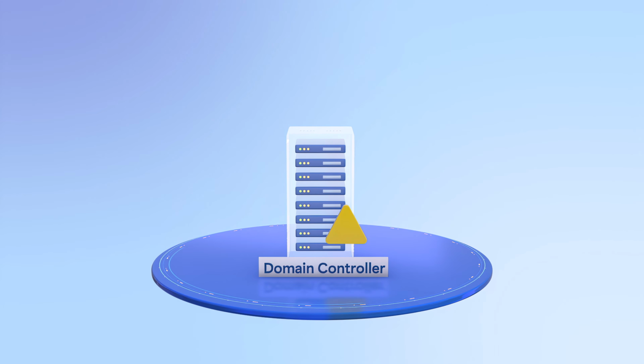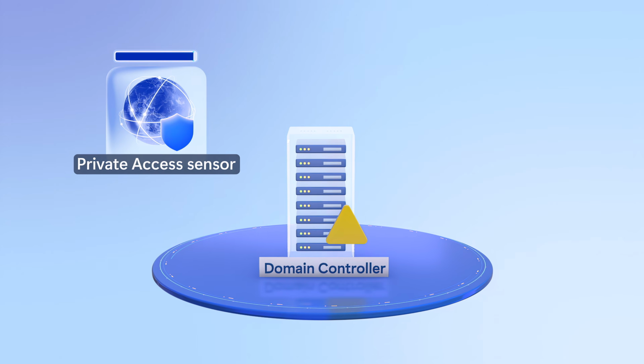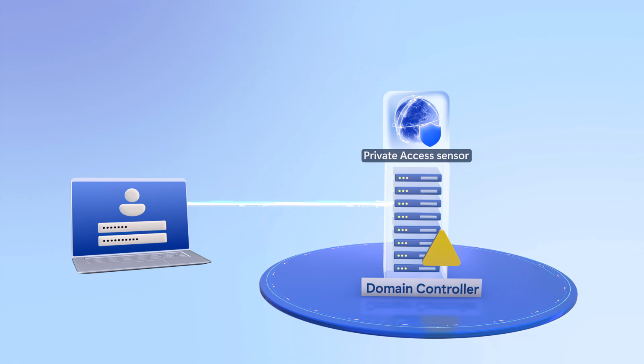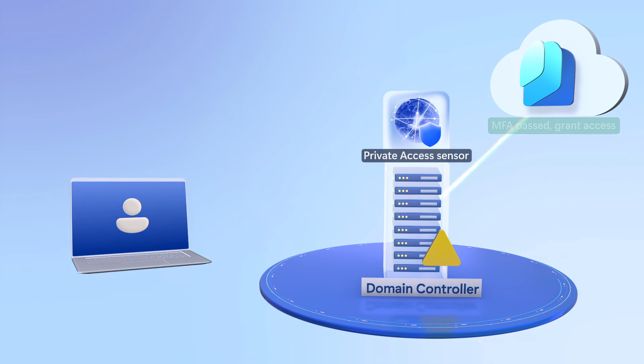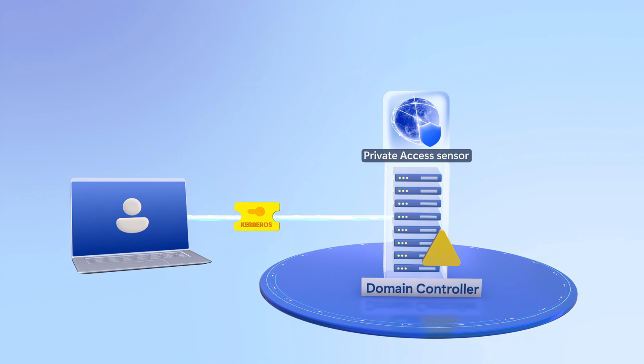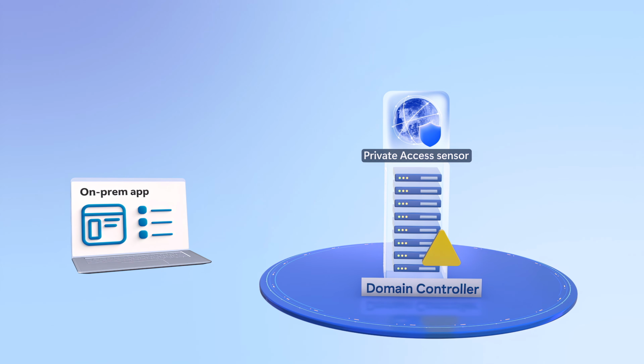As an additional benefit, this approach also streamlines the user experience as they access resources and can speed up network performance. And you can now have advanced conditional access controls like MFA even for on-premises authentication, where on your domain controllers, you can install a private access sensor which redirects authentication traffic to Microsoft Entra for conditional access checks prior to the DC issuing Kerberos tickets to access the resource.